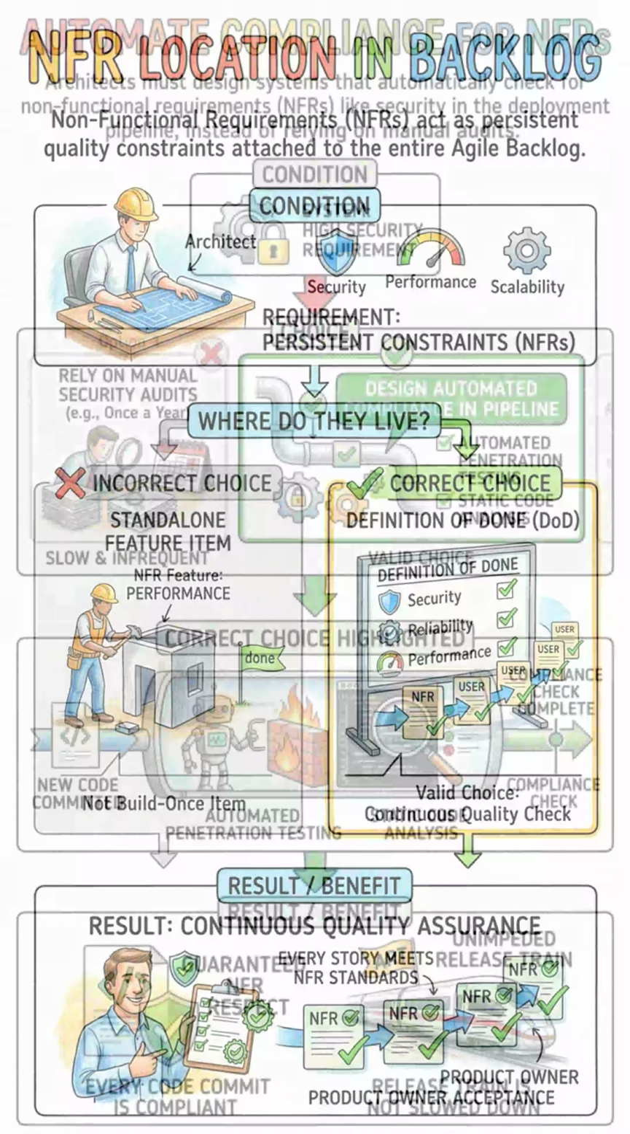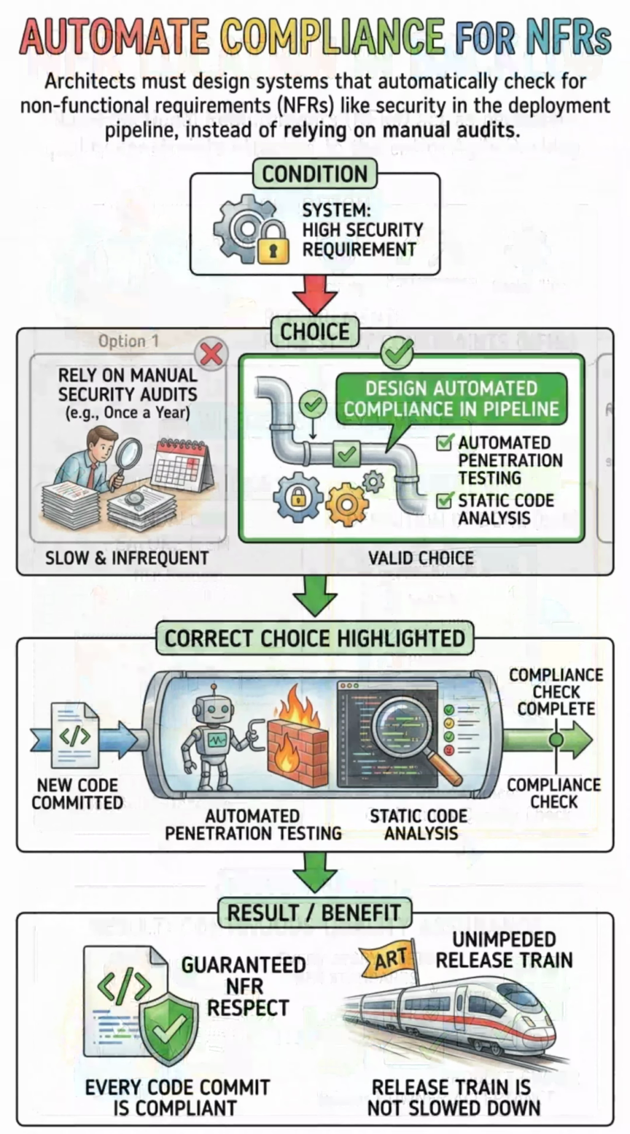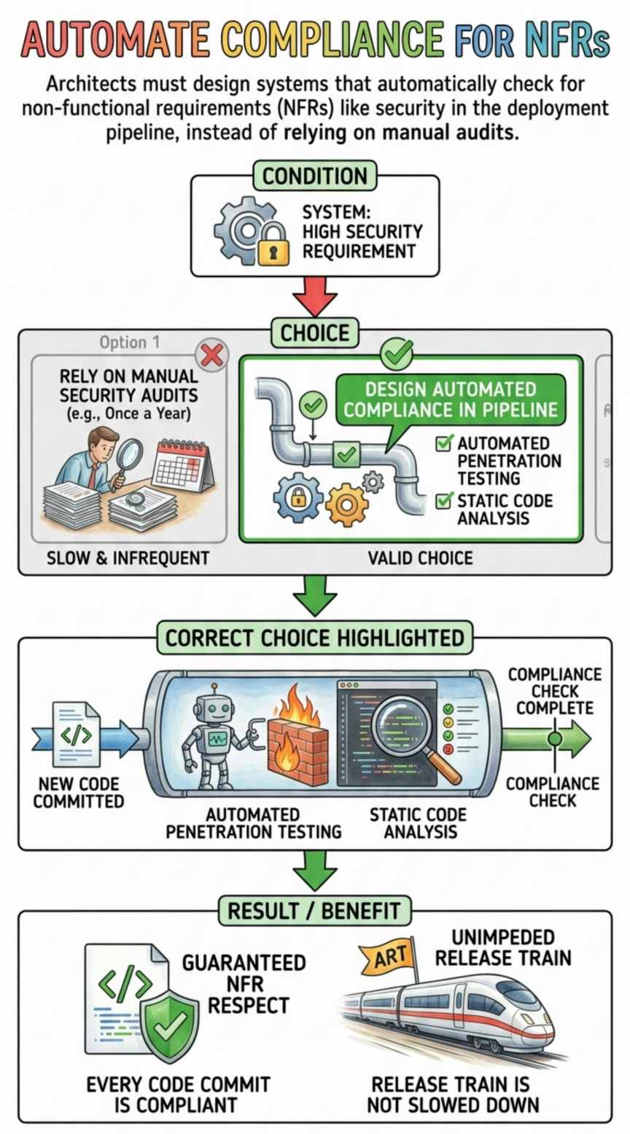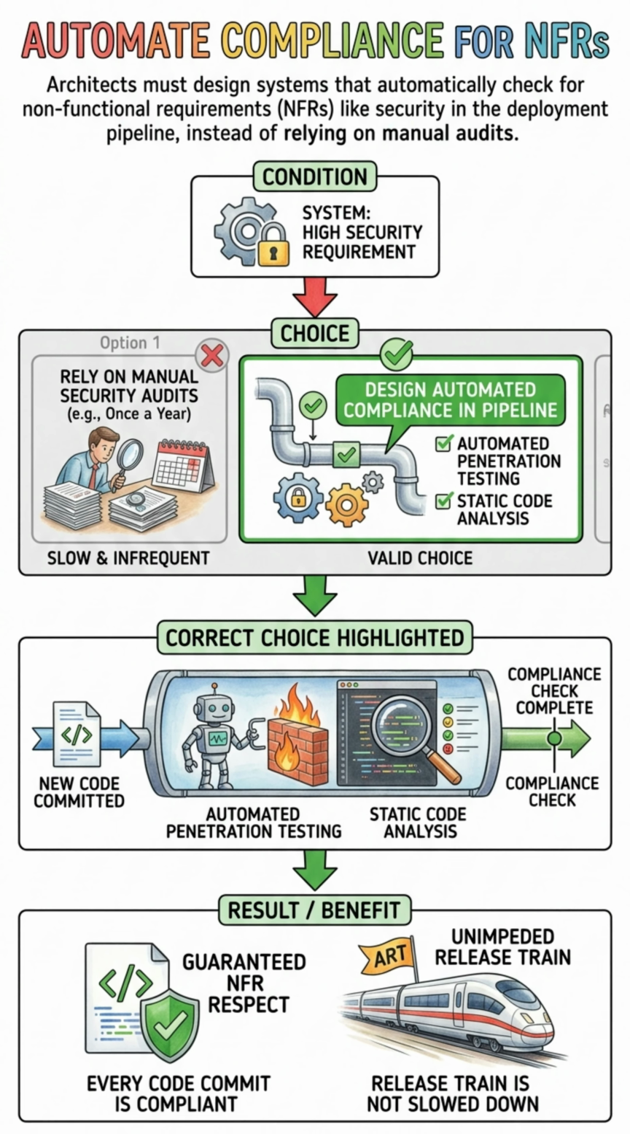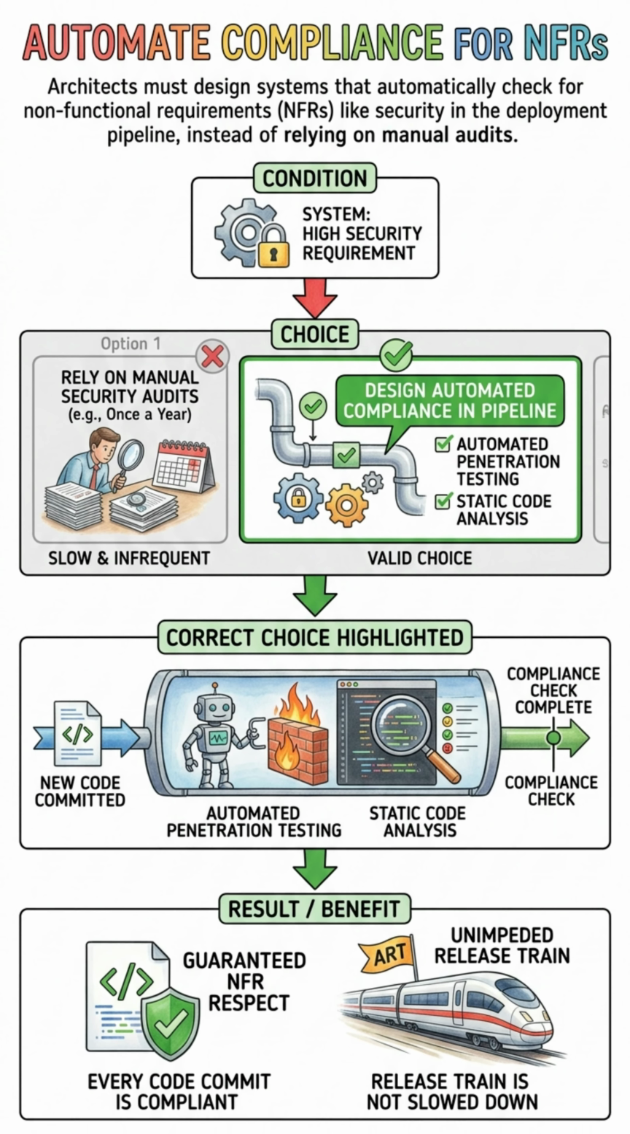Testing non-functional requirements can be incredibly challenging, which is why your architecture must support automated compliance. If a system requires high security, you cannot rely on manual security audits once a year. You must design the deployment pipeline to include automated penetration testing and static code analysis. By automating these checks, you guarantee that every new piece of code respects the non-functional constraints without slowing down the release train.